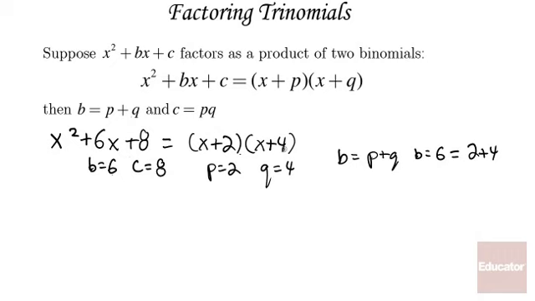Now let's look at the product. The product of p and q, p times q, is equal to c. So c equals pq. c equals 8, and p times q would be equal to 2 times 4. That checks out. So by knowing this and knowing the expression, I can factor. I can find p and q.